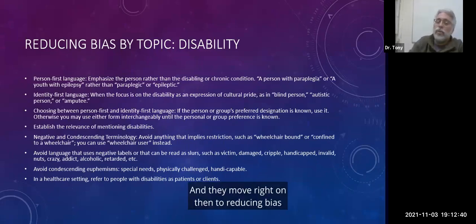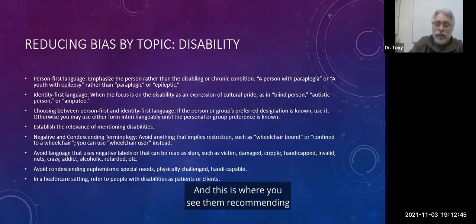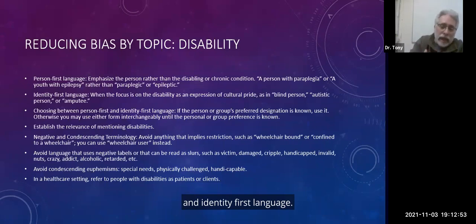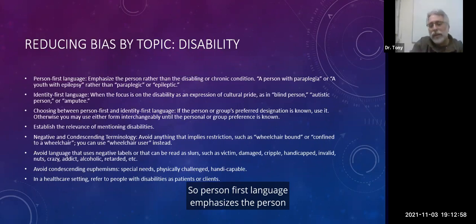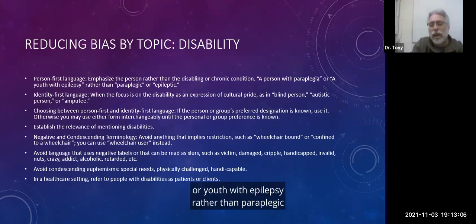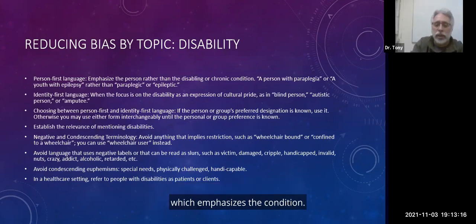They move right on then to reducing bias by topic and discussing disability. This is where you see them making a distinction between person first language and identity first language. I think those designations tell you exactly what they mean. Person first language emphasizes the person rather than the disabling or the chronic condition. So you would say a person with paraplegia or a youth with epilepsy rather than paraplegic or epileptic, right? Because the first one, a person with paraplegia, clearly emphasizes the person rather than paraplegic, which emphasizes the condition.